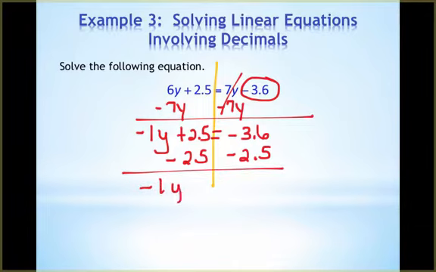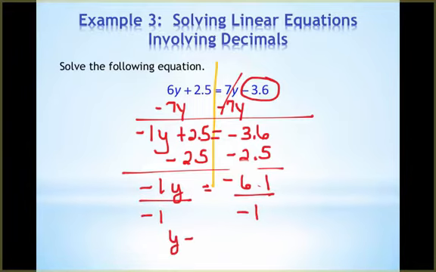So I get negative 1y equals, well, negative 3.6 and negative 2.5 would be negative 6.1. Then we divide by negative 1, and y would be positive 6.1.